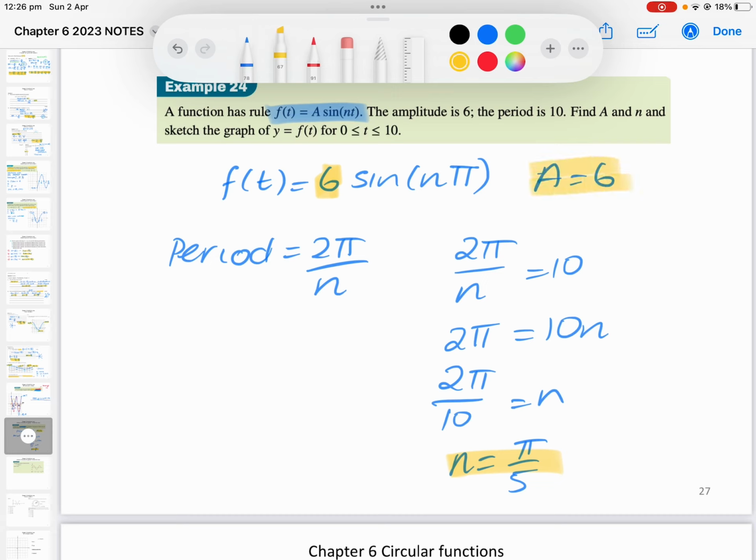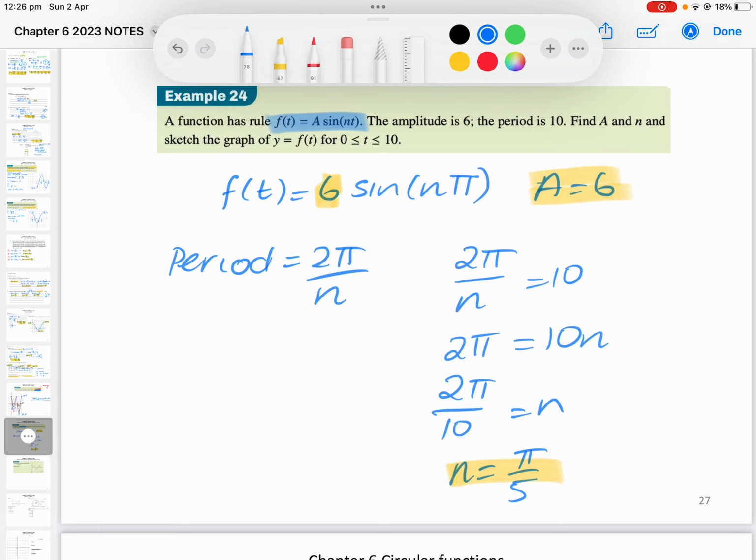And then sketch the graph of, haven't left much room, of 6 sine, sorry, I've just realised that's actually a t, sorry. So it's 6 sine pi t on 5 between 0 and 10. So the period is 10, so in 10 we're going to get a whole rotation.